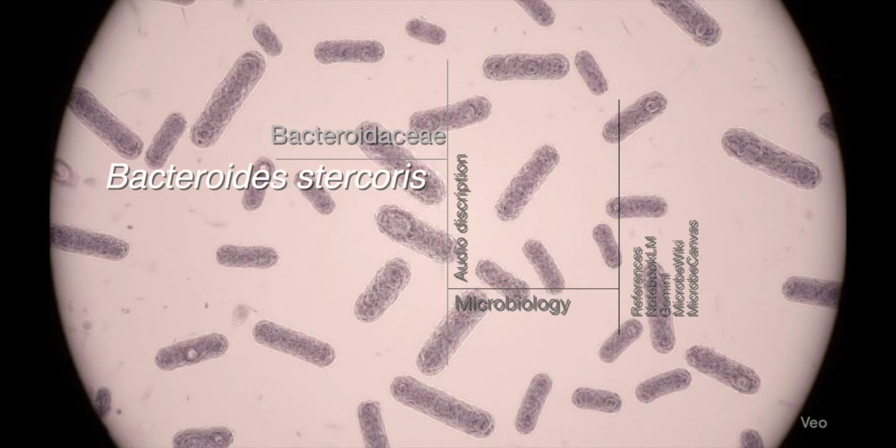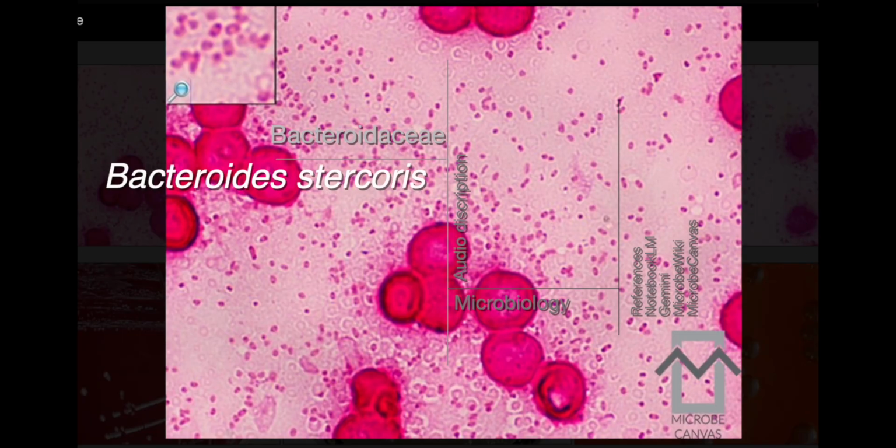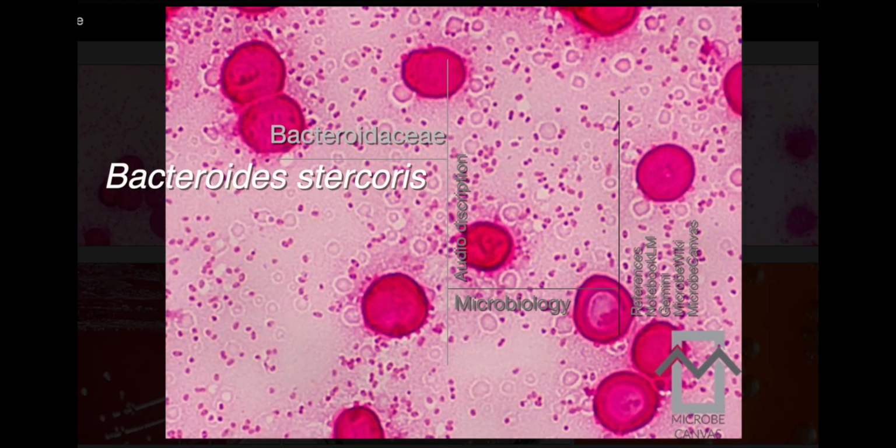Okay, that paints a nice picture. But we know there's a dark side. When does this beneficial friend turn into a dangerous foe? What's the trigger? The trigger is always a breach of the mucosal barrier. It has to escape the gut.